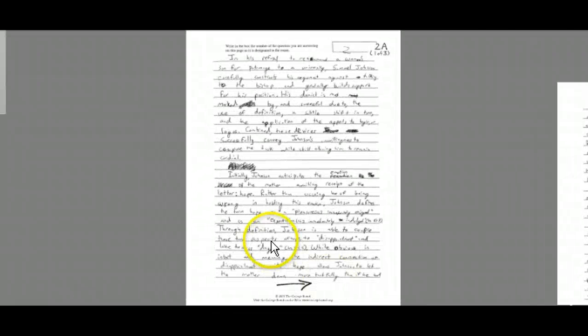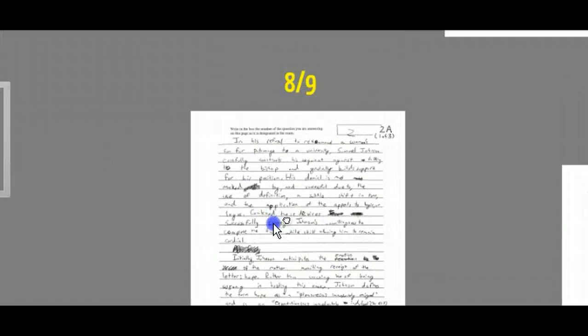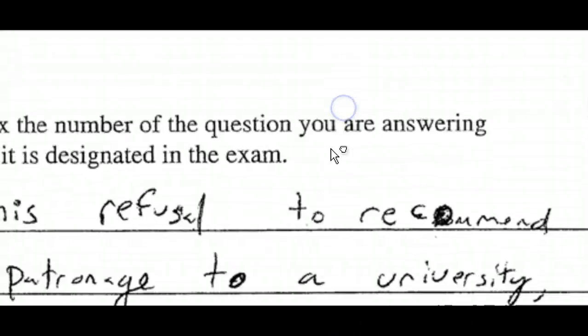So let's see how some people chose to write about this. These are actual student responses from the AP test. This first example scored an 8 out of 9. That's really hard to do. That's an excellent piece of writing. So let's look at part of what they wrote.